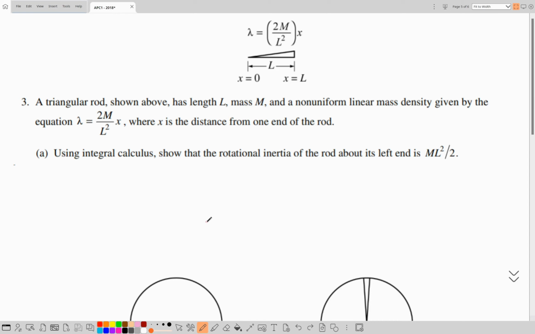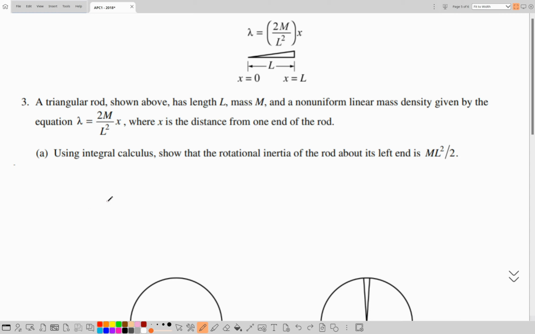Hello AP C Mechanics students, today we'll solve the past paper FRQ 2018 exercise number 3. As always, the figure appears above the text, so don't look below. A triangular rod shown above has a length L, mass M, and a non-uniform linear mass density, which means the center of mass of the object is not located geometrically at the center, given by the equation lambda is 2M divided by L squared times x, where x is the distance from one end of the rod.